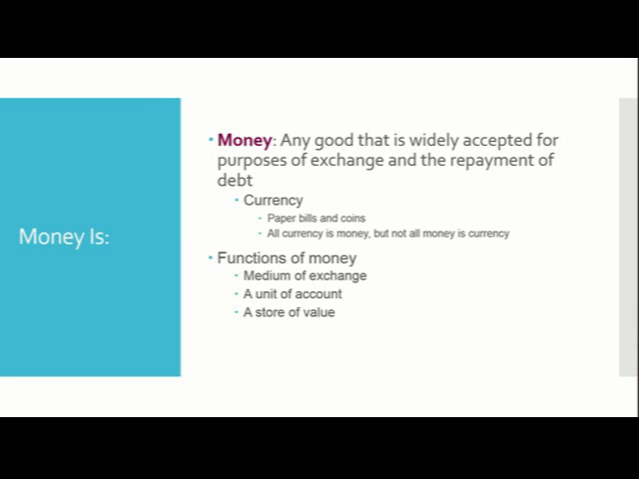There are three functions of money. Medium of exchange, meaning you can trade it for something else. You can determine what an item is worth based on the number of dollars it costs. In that regard, it's a unit of account.